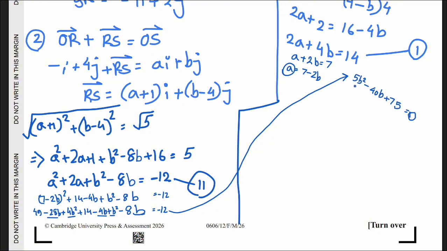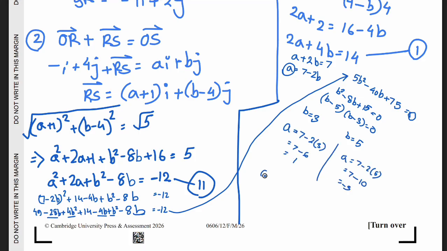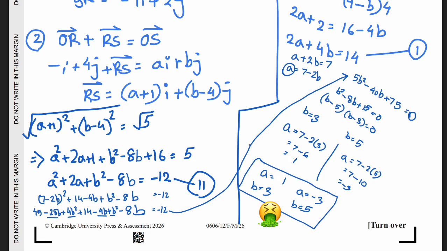Okay, so let's divide all of the terms by 5. That is just easy. So b is equal to 5 and b is equal to 3. Then we find the values of a. So a is equal to 1 when b is equal to 3, and a is equal to minus 3 when b is equal to 5. And that is our final answer. This took an unhealthy amount of time.